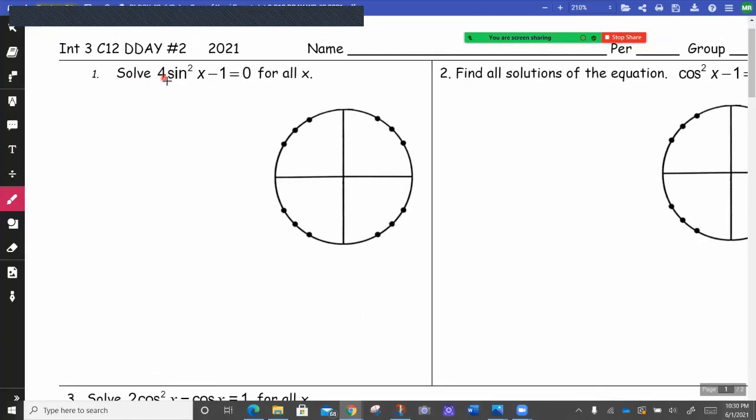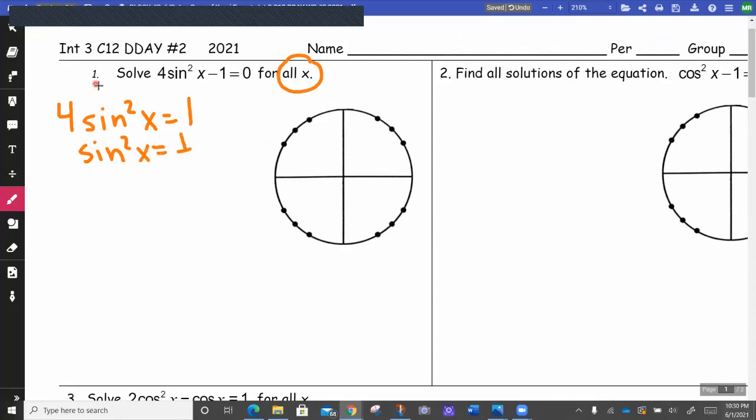So first thing we want to do is number 1. This is for all, so we have to pay attention to that. We're going to get the sine squared x by itself, everything else to the other side. So we're going to have 4 sine squared x equals 1. I'm going to divide by 4. So I get sine squared x equals 1/4. I take the square root.